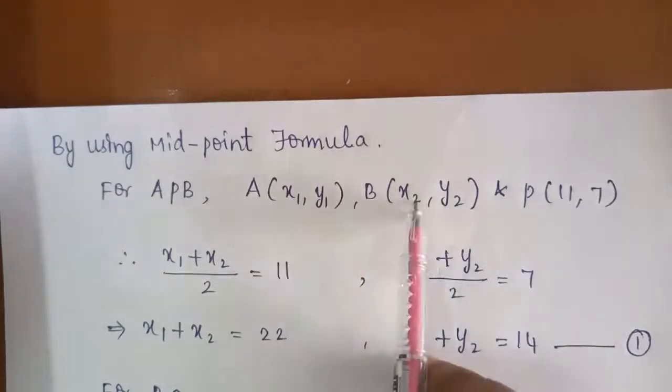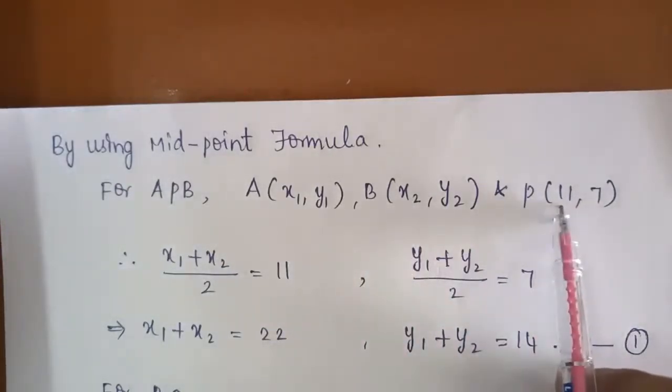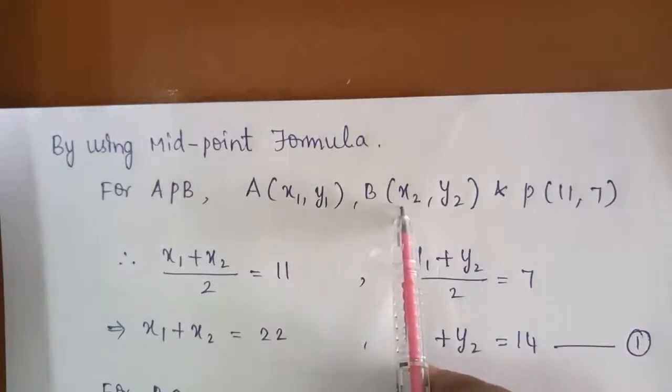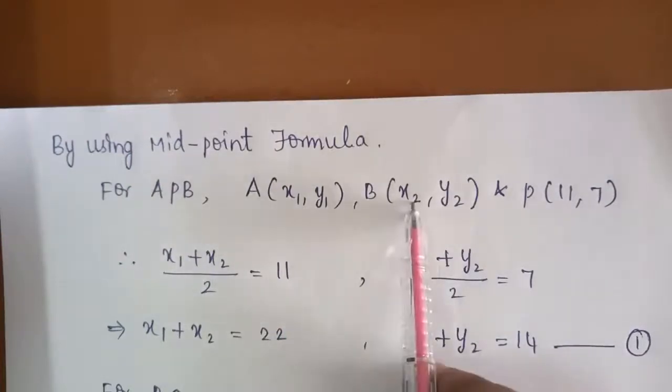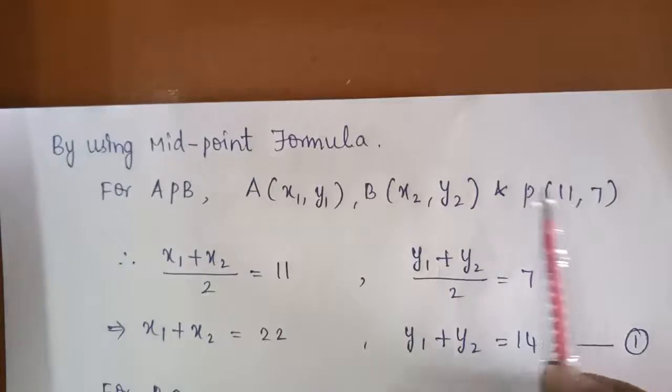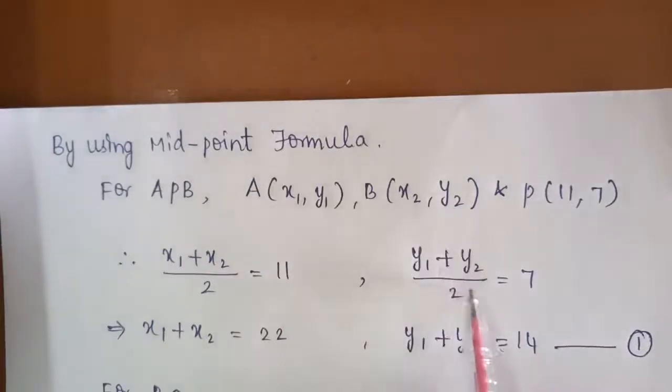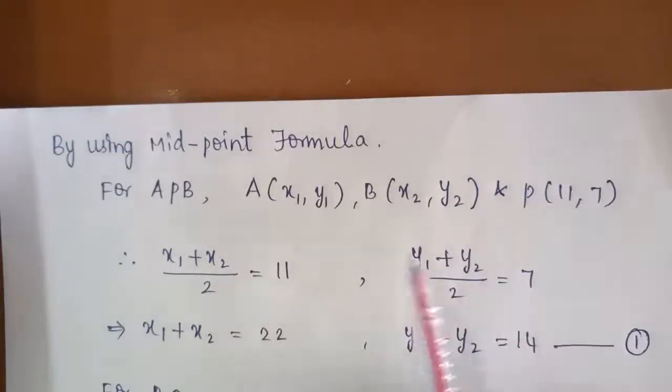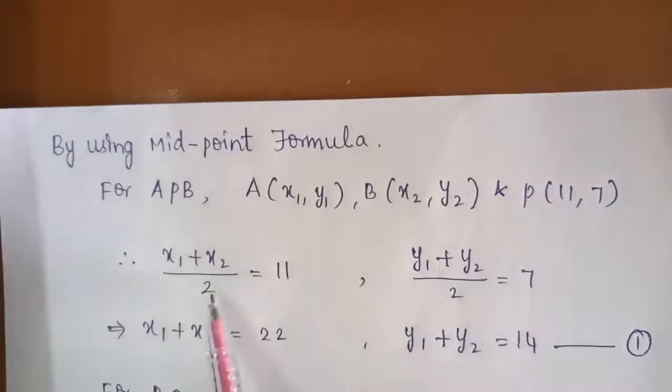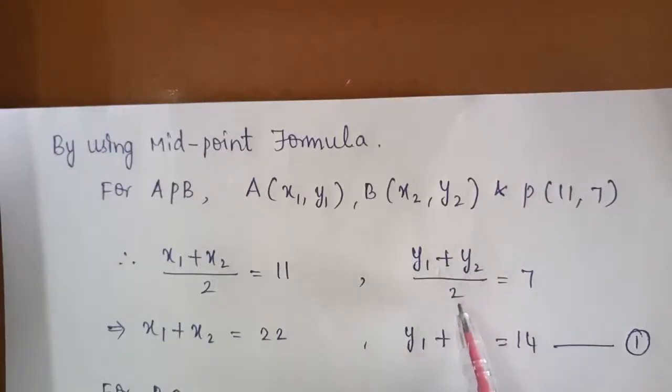So (x1 plus x2) by 2 is equal to 11. We are just equating the x coordinate. Then (y1 plus y2) by 2 is equal to 7, using the midpoint formula. The next step is you have to cross multiply it. So x1 plus x2 is equal to 2 into 11, which is 22. y1 plus y2 is equal to 2 into 7, which is 14. So this is your equation number 1.